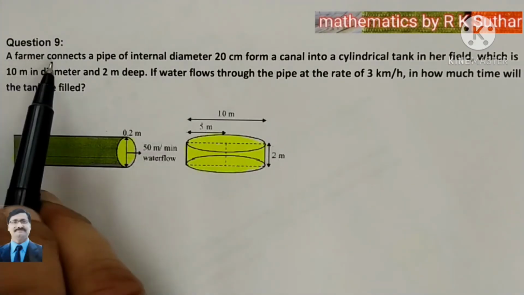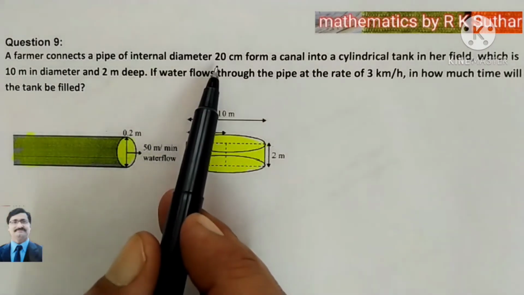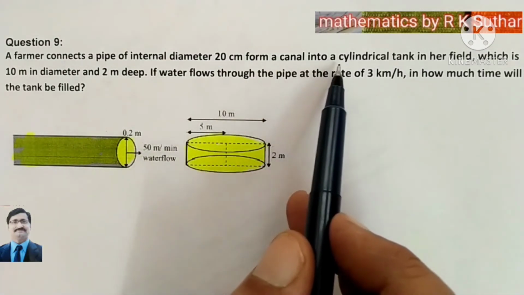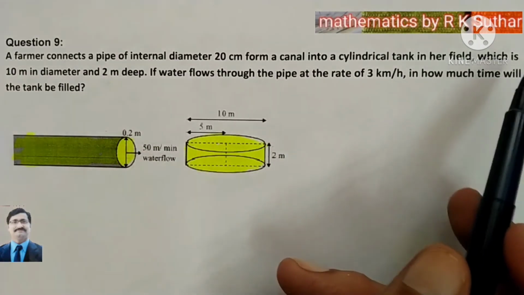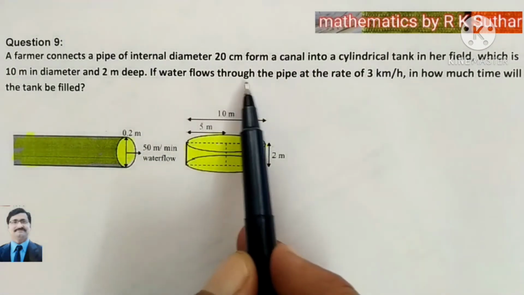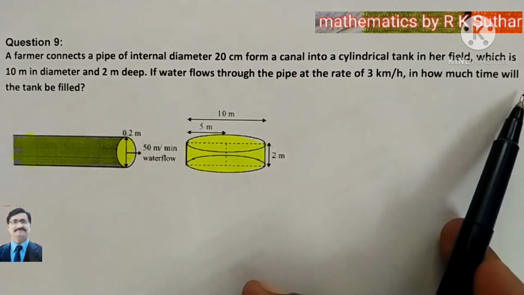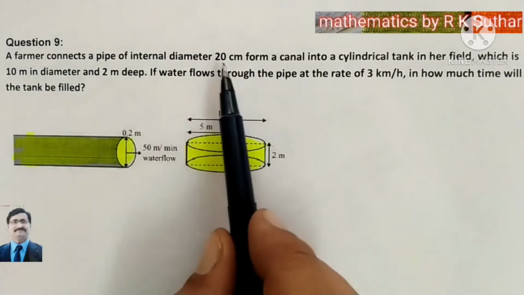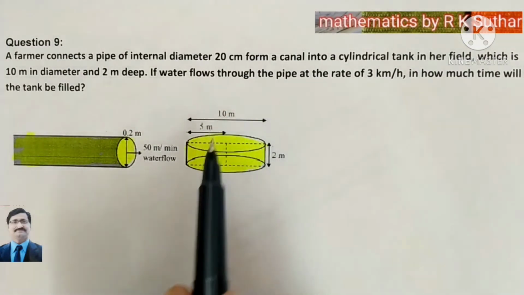Look here, next question is question number 9. A farmer connects a pipe of internal diameter 20 centimeter from a canal into a cylindrical tank in her field, which is 10 meter in diameter and 2 meter deep. If water flows through the pipe at the rate of 3 km per hour, in how much time will the tank be filled? Look here, this is a pipe, and here the diameter is 20 centimeter.